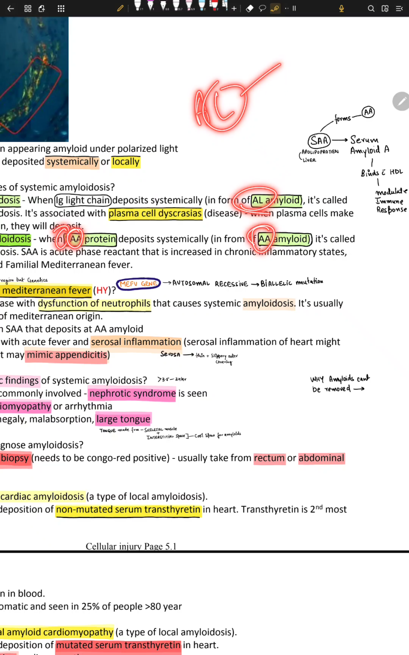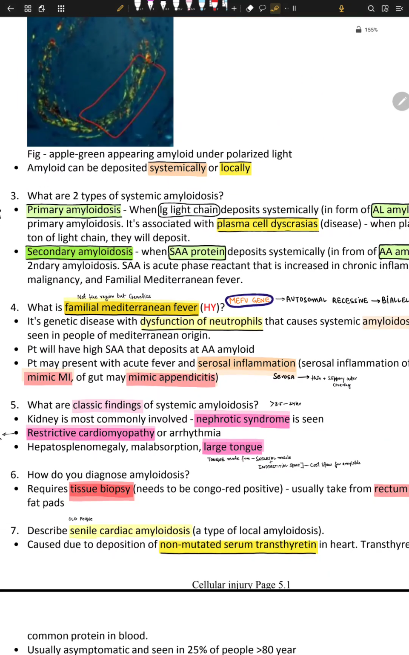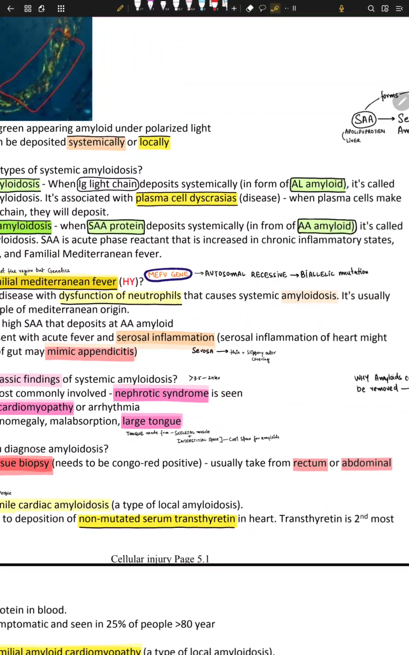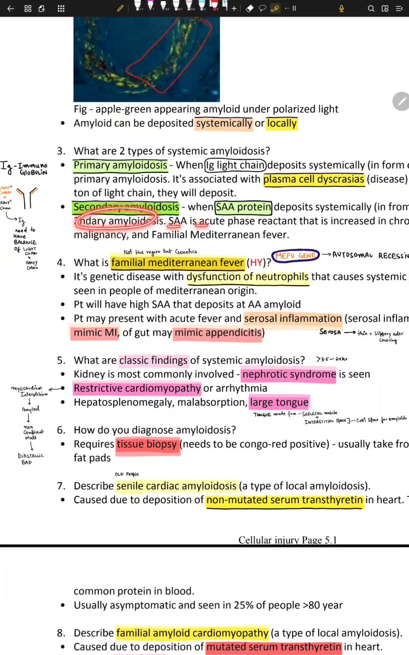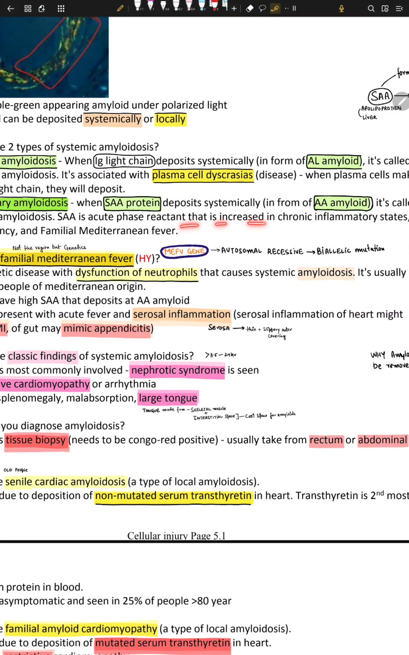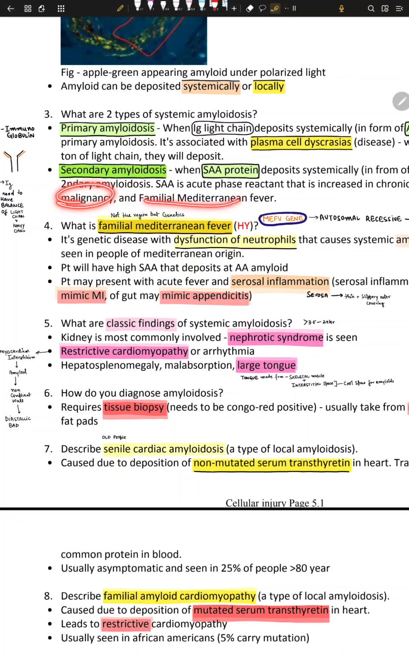AA comes from secondary amyloidosis. So in AA, the A stands for acute phase reactant, SAA, okay? And in AL, the L stands for light chain. Always remember this. So A is acute phase reactant that leads to chronic inflammation after some time, and in AL, L stands for light chain. Okay, I hope it's clear. Secondary amyloidosis is when the SAA protein deposits systemically in the form of AA. It's called secondary amyloidosis. SAA is an acute phase reactant that is increased in chronic inflammatory states such as malignancy and familial Mediterranean fever.